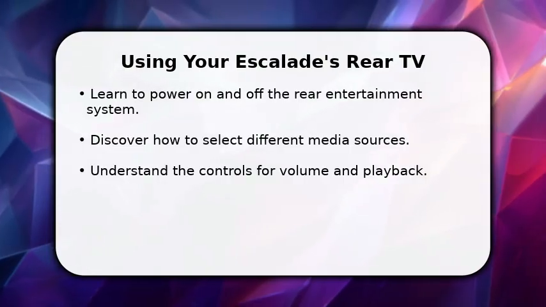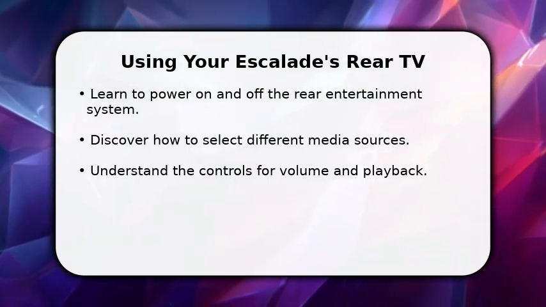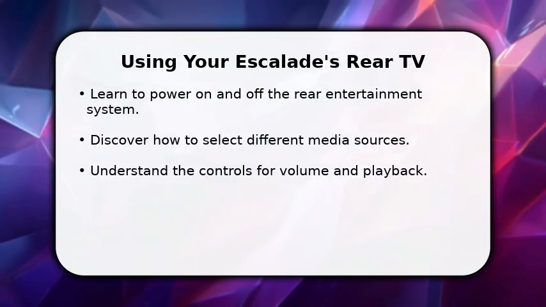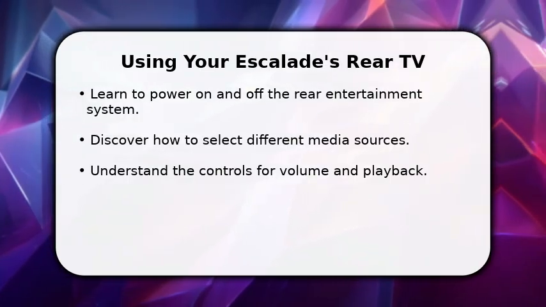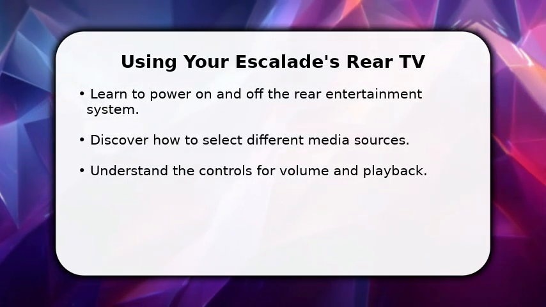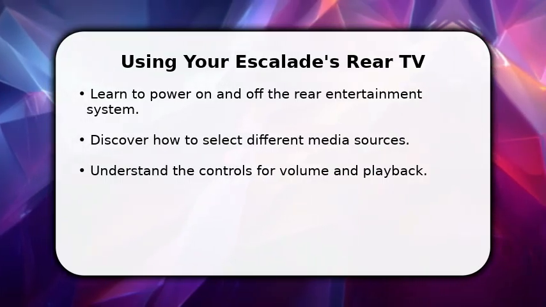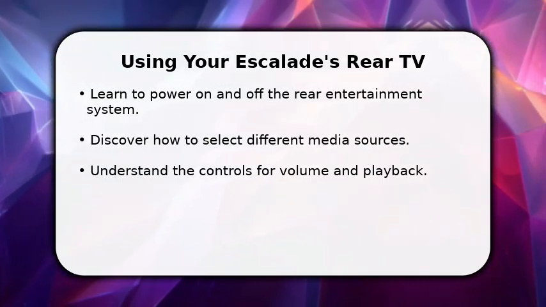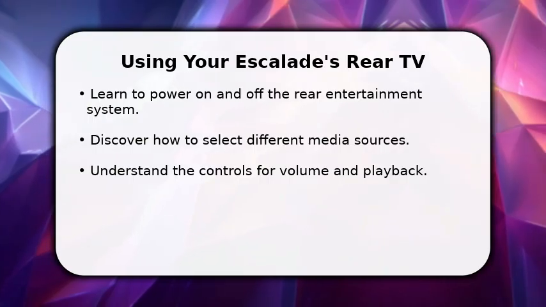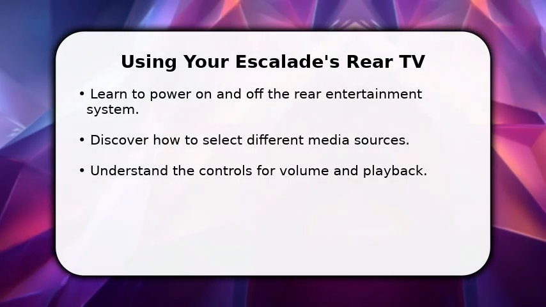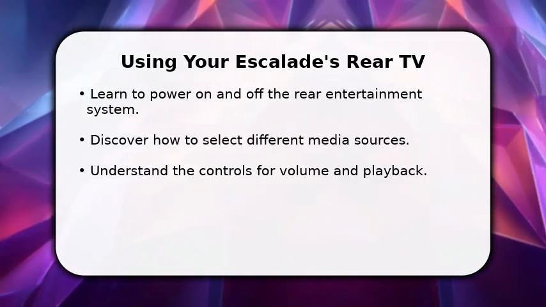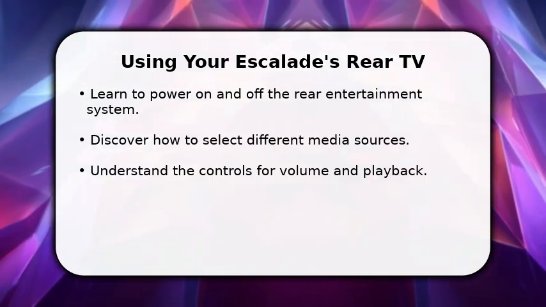In this video, I will explain how to use the rear entertainment system in your Cadillac Escalade. First, locate the main power button, usually found near the screen or on the remote control. Once powered on, you can navigate through various media sources like DVD, USB, or auxiliary input. We'll also cover adjusting the volume and controlling playback, ensuring a smooth experience for your passengers.